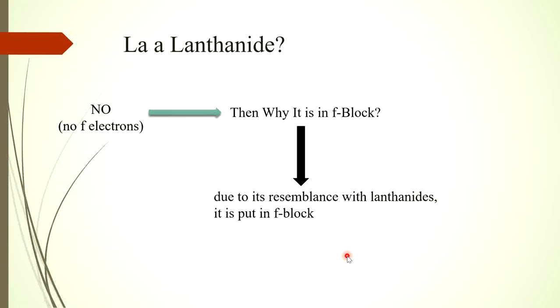The general electronic configuration is 4f0 5d1 6s2. As there is no kind of f electron, it cannot be regarded as a lanthanide element. It can be regarded as a d block element as it is having one d electron, but still it is placed in the f block. Why? Because it is having the resemblance with the lanthanides.